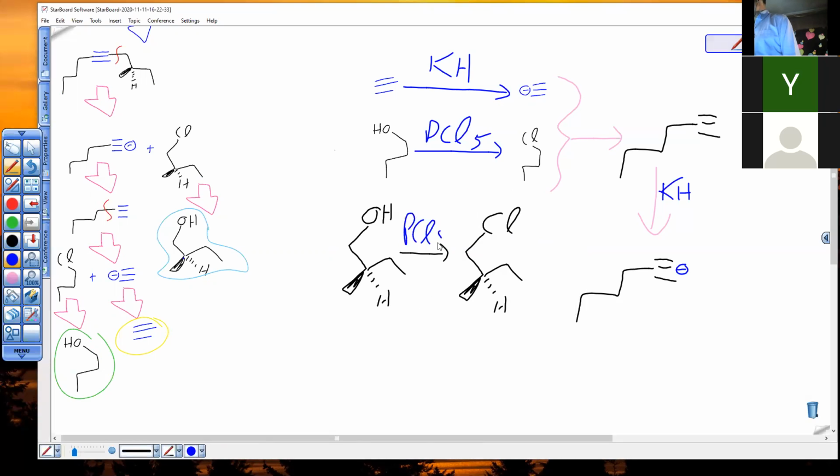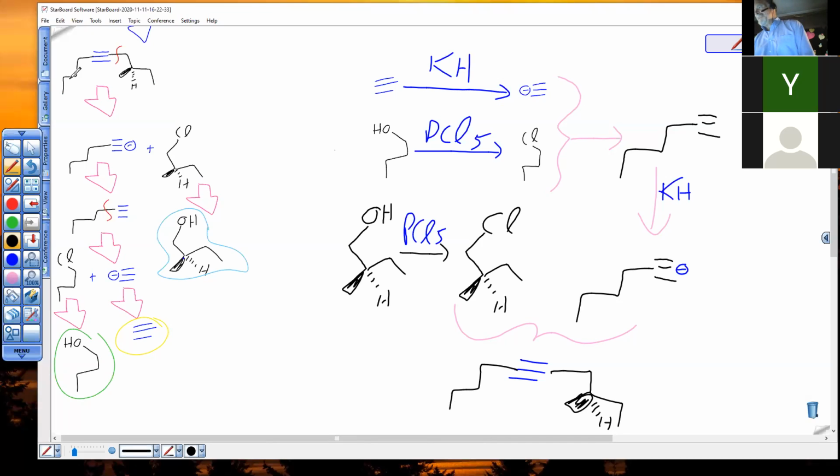PCl5 replaces OH with a Cl. If this was a stereocenter, it would have been flipped. It is not a stereocenter. It does not change at all. CH2 is CH2. Now I've got to combine these two things to make this wonderful internal alkyne. 1, 2, 3, 4, methyl. That is a big wedge. And 1, 2, 3, 4.